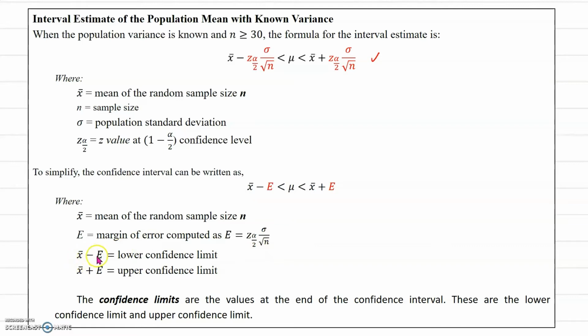X bar minus E is the lower confidence limit, and X bar plus E is the upper confidence limit. The confidence limits are the values at the ends of the confidence interval. So these are the lower confidence limit and the upper confidence limit. Okay, now let's have an example.